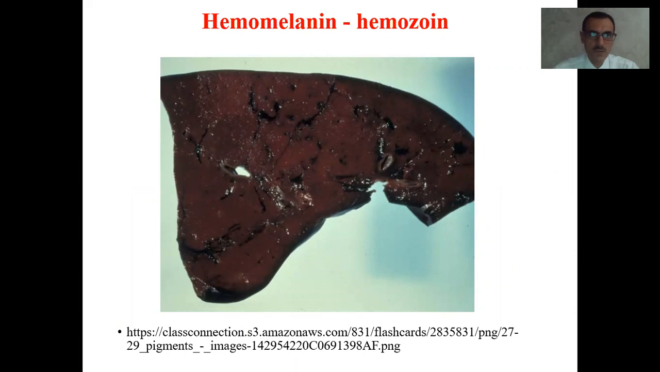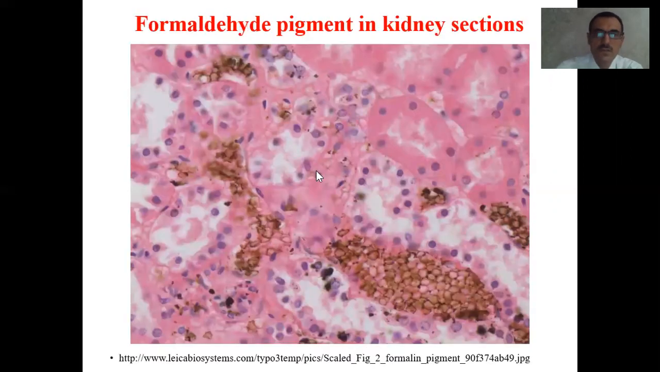The hemomelanin, another name we call hemozoin. And in this section, you see the accumulation of this pigment in the liver cells. The formalin pigment in a kidney section. When tissues are preserved for a long time in formaldehyde, formalin, there appears an accumulation of the pigment, the formaldehyde pigment.